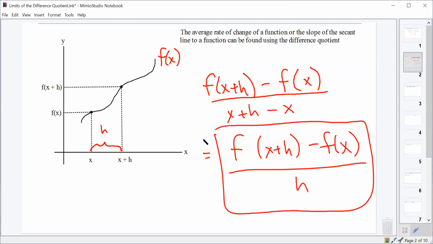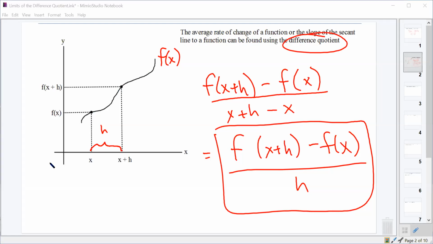This should look familiar to you. Does that look familiar to anybody? Anybody seen this before? Good. This is called the difference quotient. It should look familiar. If it doesn't, that's okay, because I've just shown you how we get it, and now I'm going to show you why it's important and how we use it. But this is called the difference quotient. And the difference quotient can be used to find the slope between any 2 points on a function.